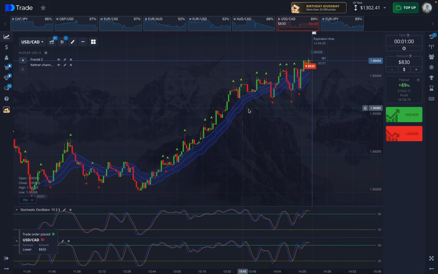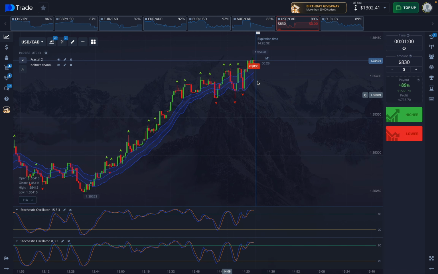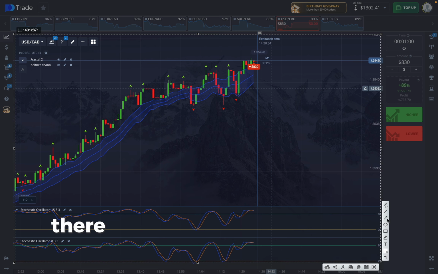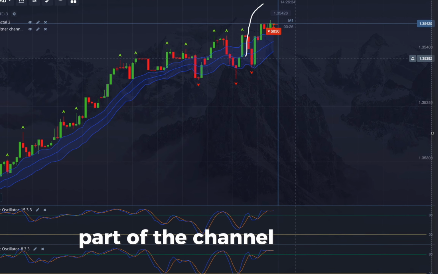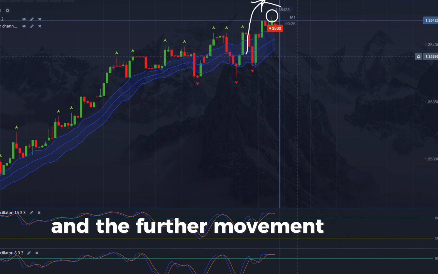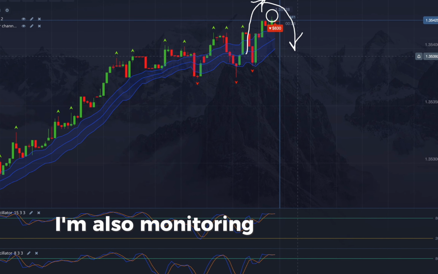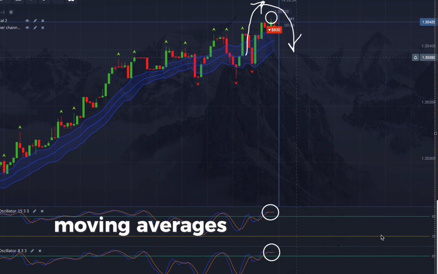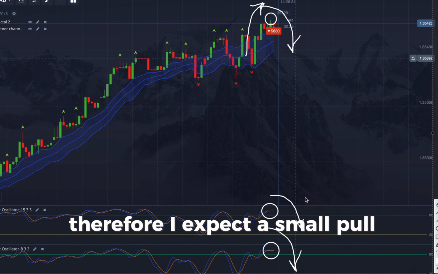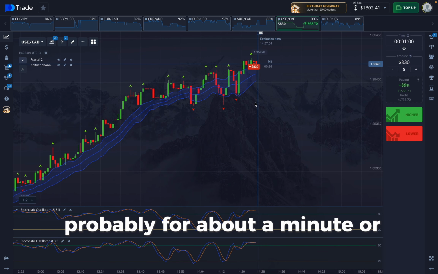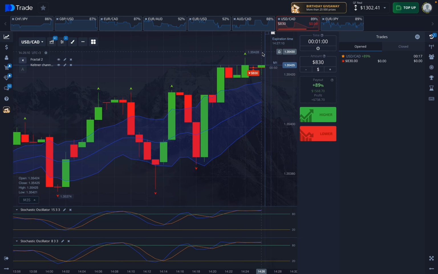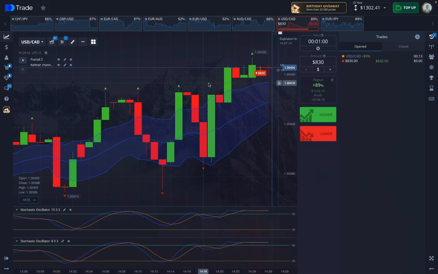Here, I'll probably open a position for a downward trend, against the overall trend. A new local maximum is forming in this movement. There has also been an exit to the outer part of the channel indicator. According to my logic, the fractal should update and the further movement should go downward. I'm also monitoring the behavior of the oscillator's moving averages, all of which are in the overbought area. Therefore, I expect a small pullback down, probably for about a minute or two. Let's watch the result of this trade. The local maximum has already formed and we should expect a downward move.